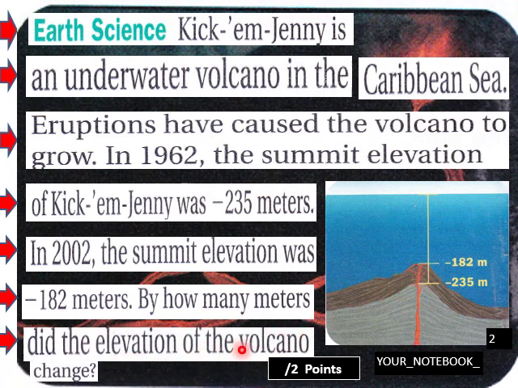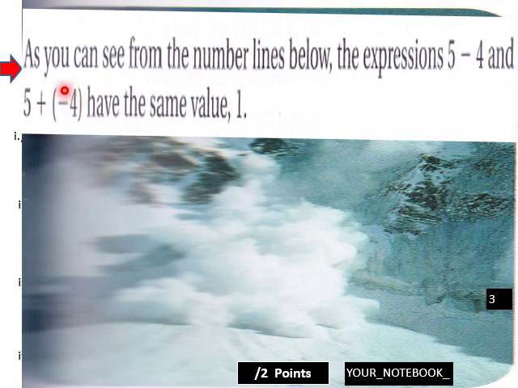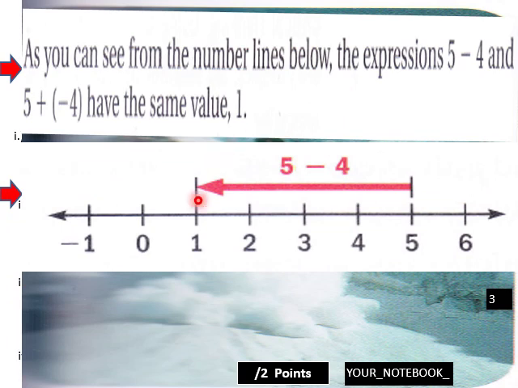Did the elevation of the volcano change? Well, it seems like it would have, right? As you can see from the number lines below, the expression 5 minus 4, so we have 5 here and then minus 4, is the same thing as 5 plus negative 4. So we start at 5 and we go in a negative direction 4 units, and we end up here at 1. So 5 minus 4 is the same thing as 5 plus a negative 4.